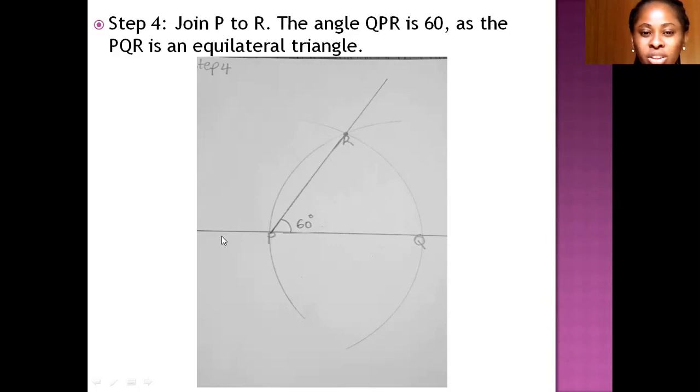So the first step was to draw the arm PQ. Place your compass on P, draw an arc that passes through Q. Place the same compass on Q, draw another arc that passes through P. At the place where the arcs meet, name it R. Now take your ruler and join P to R. We'll have angle 60 degrees. It's on our screen, you can see it, and you can also follow these steps to construct your own angle 60 degrees in your notes.